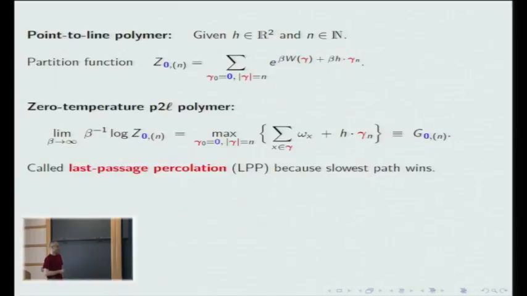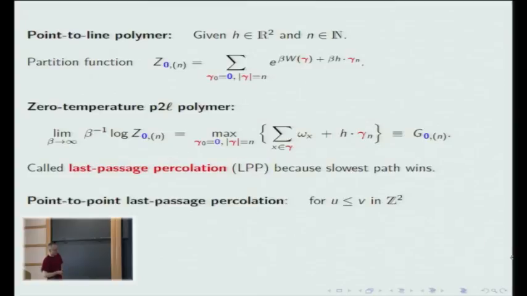And then there's one more thing, which is the point-to-point version of last passage percolation. Again, fix two points on the lattice, and then just maximize weight between those two points. So four models: two positive temperature polymers, point-to-point and point-to-line, and then two zero temperature polymers, point-to-point and point-to-line.